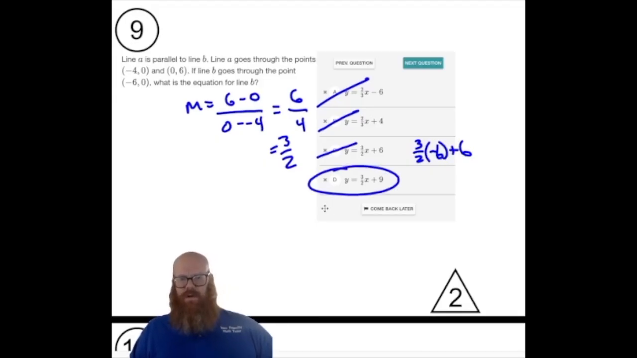So it has to be this one, right? -9 plus 9 would give us 0. All right, so instead of actually writing the equation of the line, I eliminate 2 answers, and then I just plug into 1, and then that's all we have to do.